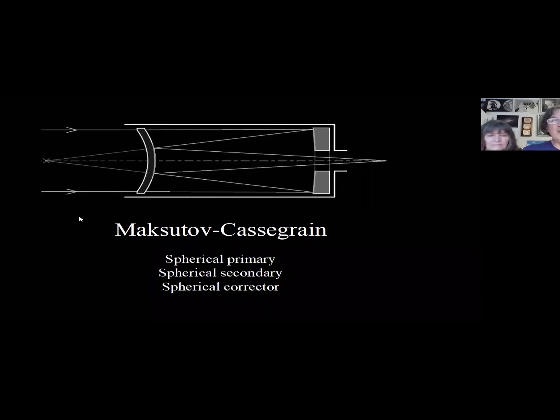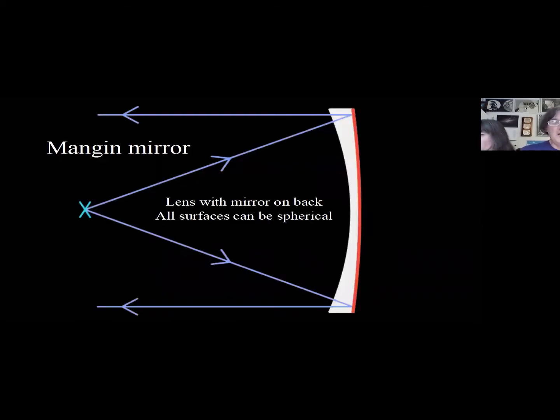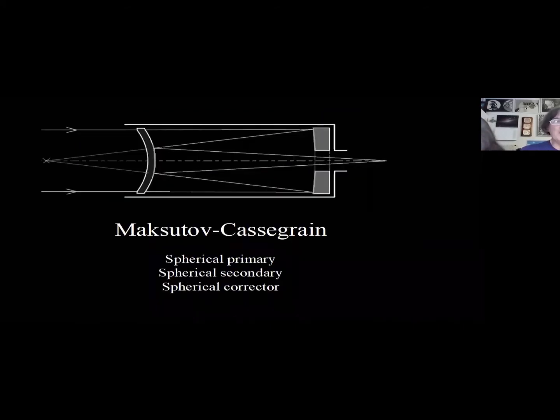A Russian named Maksutov figured out how to do it with all spherical surfaces. If you have your corrector plate spherical and your secondary mirror just painted on the back of that, you can have a spherical primary. And so Maksutovs are very common too. But one thing all of these have in common is that they are very, very long focal length telescopes. That helps decrease the aberrations. Also I should point out, this corrector up in front dews up very quickly in cold weather and humid conditions, so you wind up with dew on the front of your telescope.